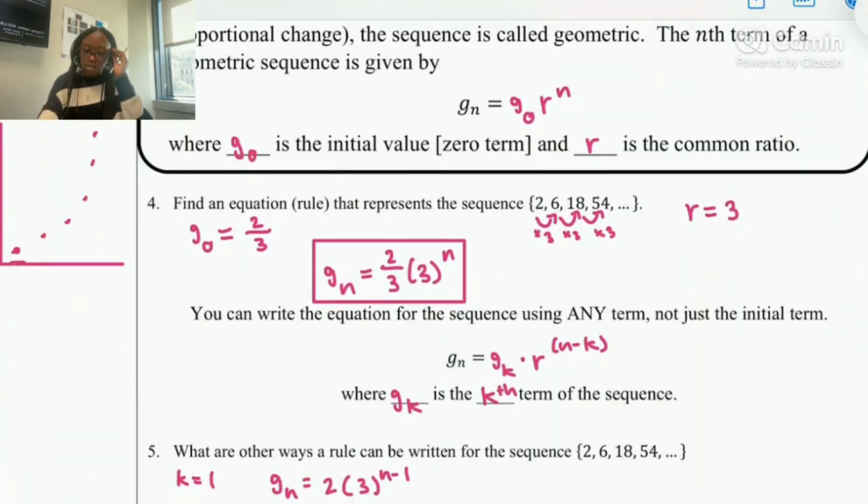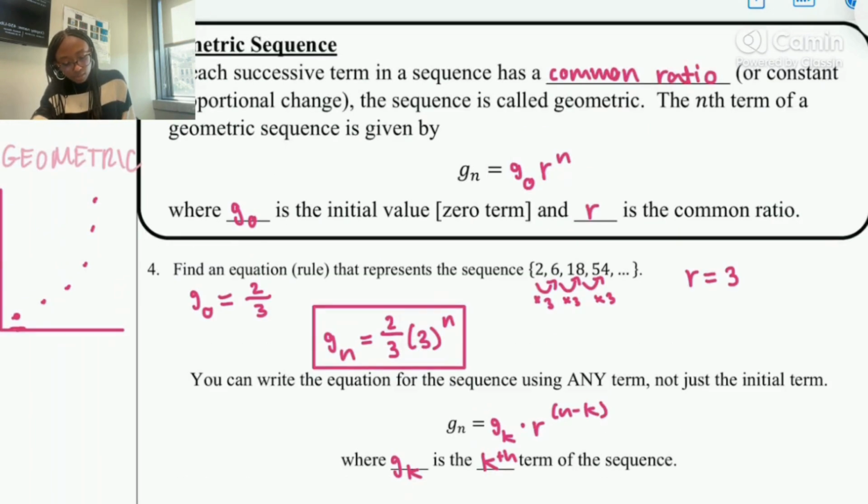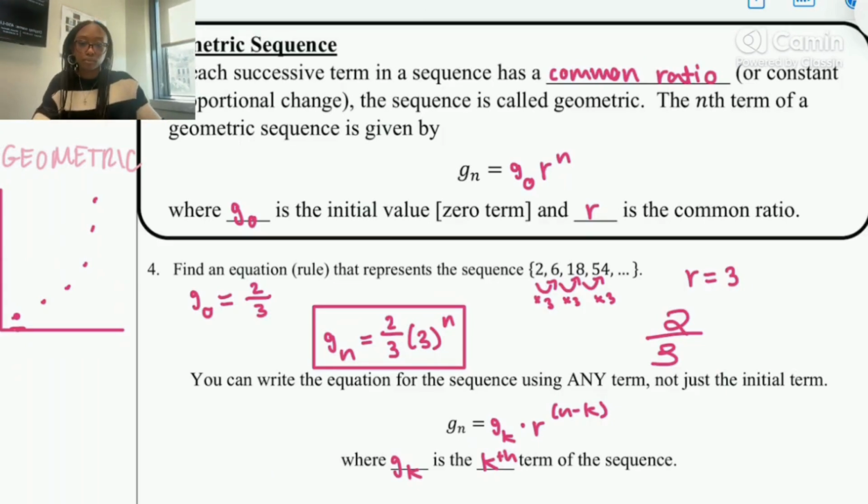So find an equation that represents the sequence 2, 6, 18, 54. If you look, our common ratio is times 3. So to go to our 0th term, you're going to do 2 divided by 3, which is 2/3. So g0 equals 2/3. When plugging that into our equation, g of n equals 2/3 times our common ratio, which is 3, to the n power.